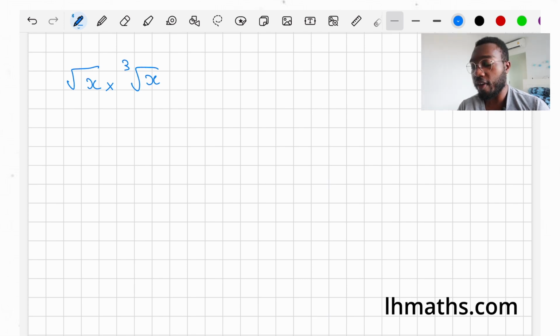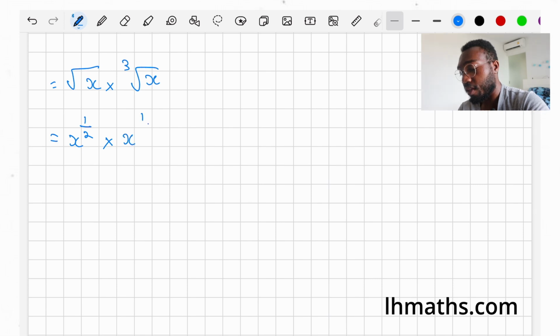Okay, so let's go over this question here. We have the square root of x, times the cube root of x. So how do we work this out? What I would do here is rewrite both of these values as fractional indices. We know that the square root of x as a fractional index is x to the power of a half. And then with the cube root of x, this would be to the power of a third. You don't need to do this, but I think it's a lot easier to explain.